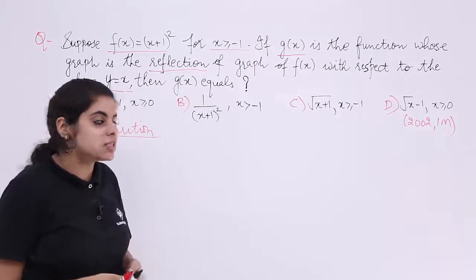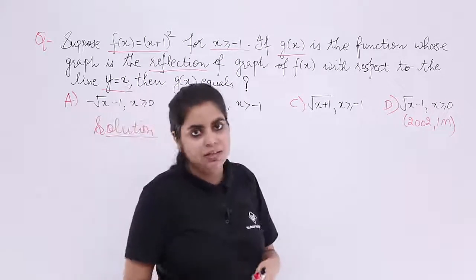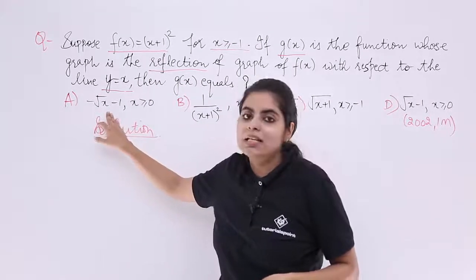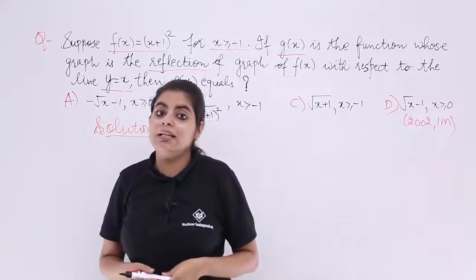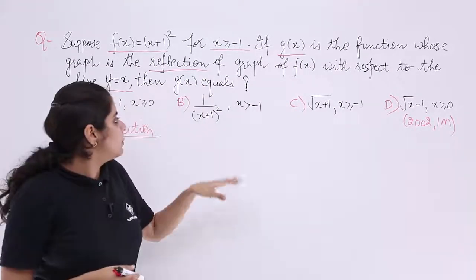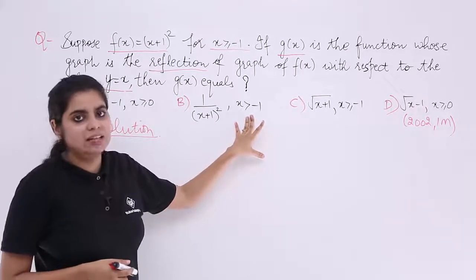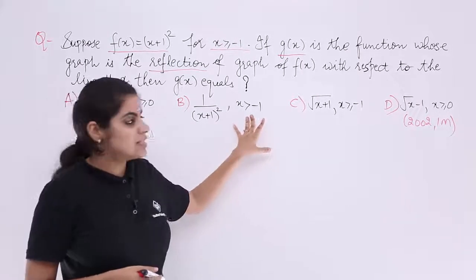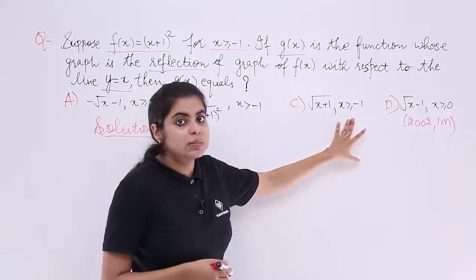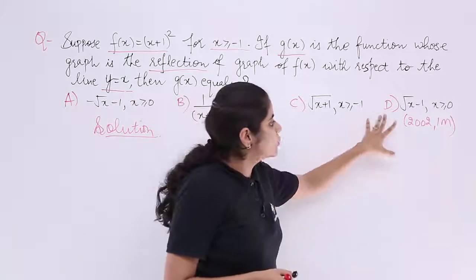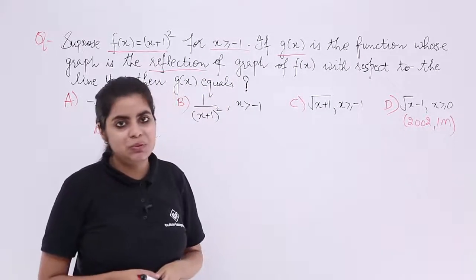There are 4 options. The 4 options are namely a, b, c, d. The option number a is what? Let's read it. Option number a is minus root x minus 1. Condition on x is that x is greater than equal to 0. Option number b is 1 upon (x plus 1) whole square. Condition is x greater than minus 1. Option number c is root x plus 1, condition is x greater than equal to minus 1, and last but not the least option, option number d is root x minus 1, x greater than equal to 0.